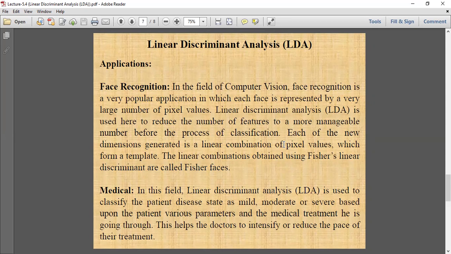And medical. In this field, LDA is used to classify the patient's disease state as mild, moderate, or severe based upon the patient's various parameters and the medical treatment he is going through. This helps the doctor to identify or reduce the pace of the treatment.